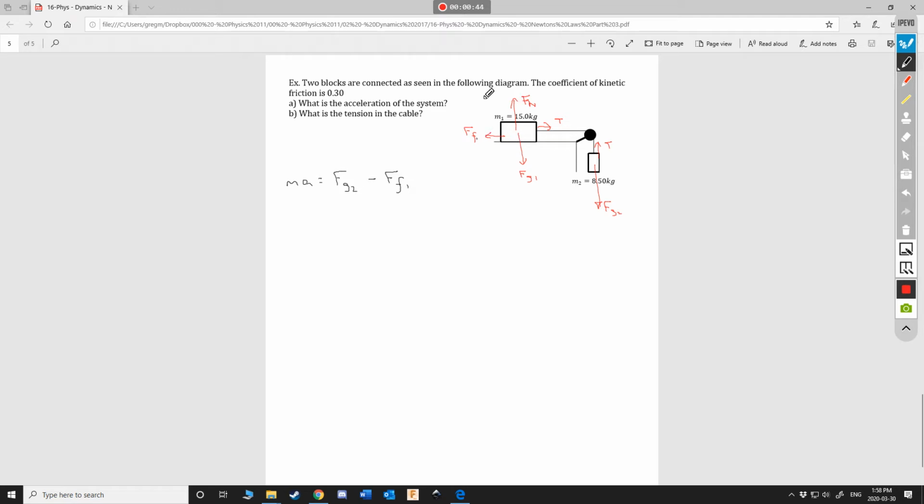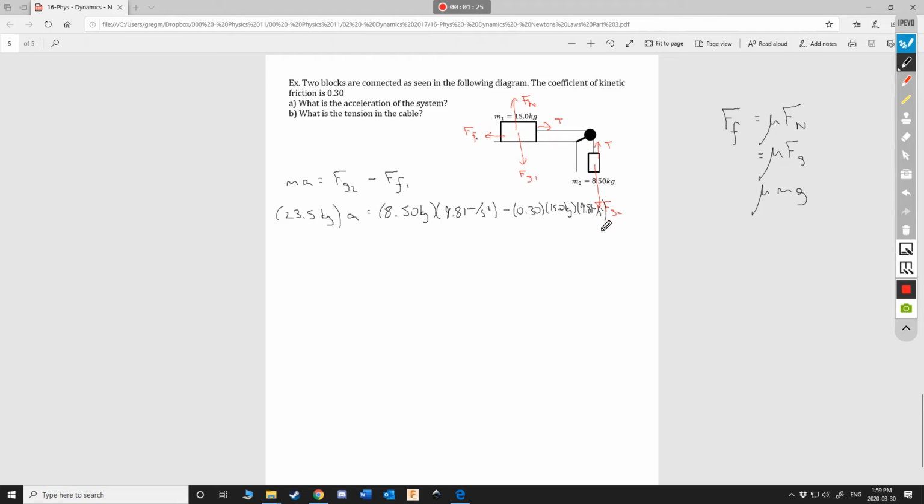So overall, the mass is 23.5 kilograms. It's being accelerated by some amount. 8.50 kilograms times 9.81. And the friction is, again, force of friction is mu Fn. Fn is equal to Fg. Fg is just mg. So our coefficient is 0.30. Mass is 15.0 kilograms. And that's multiplied by 9.81.